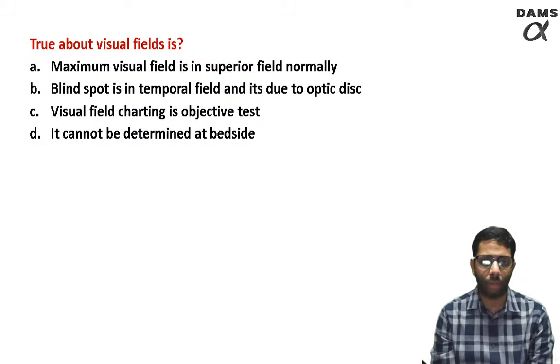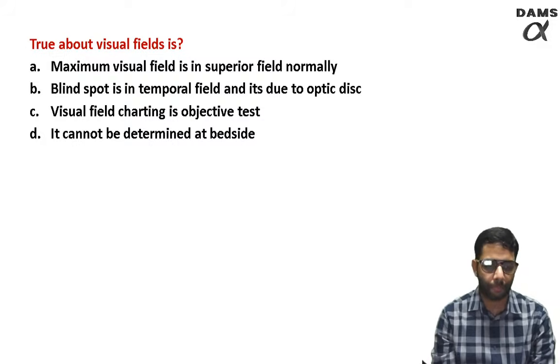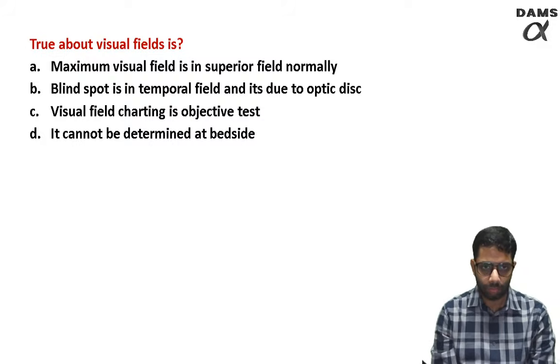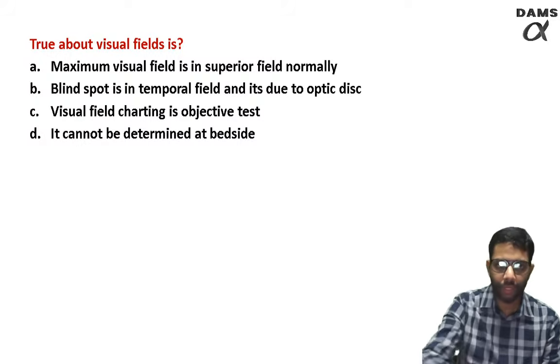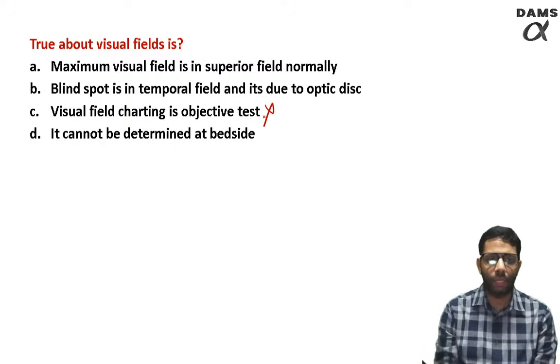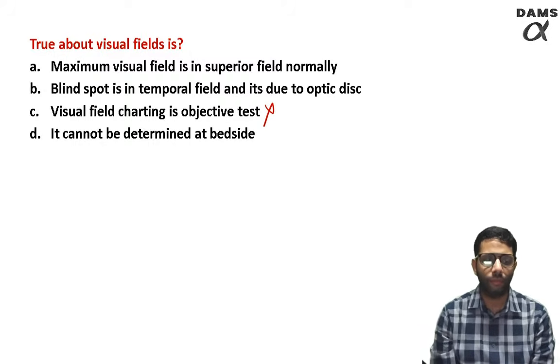Hollenhorst plaque is the most common embolus. Yes, cholesterol embolus. No, visual field charting is perimetry. It is a subjective test, not an objective test, so that option is wrong. The patient will tell whether he is seeing or not. It is a subjective test.